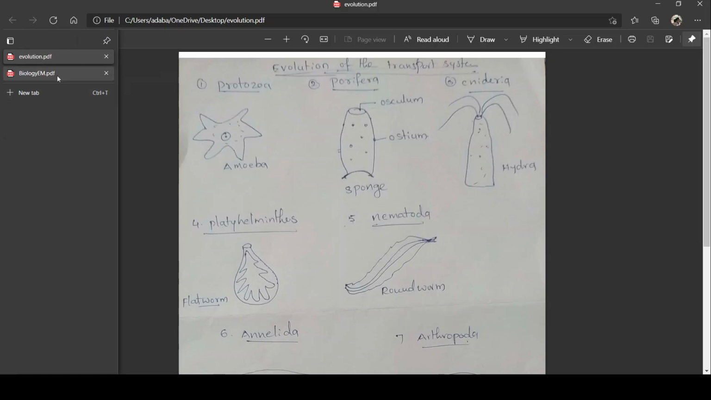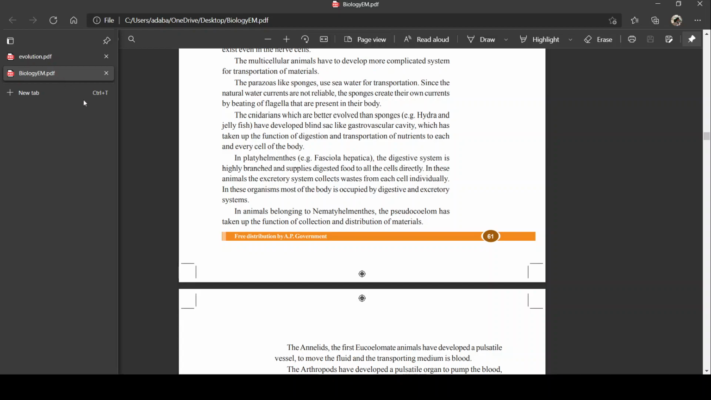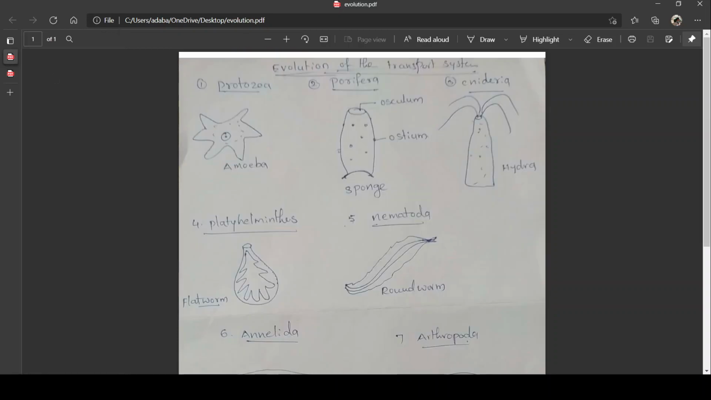The other phylum is Nematihelminthes. In Nematihelminthes, the pseudocoelom has first appeared. The pseudocoelom has taken up the function of collection and distribution of materials. These are roundworms. See the picture. The phylum is Nematoda.